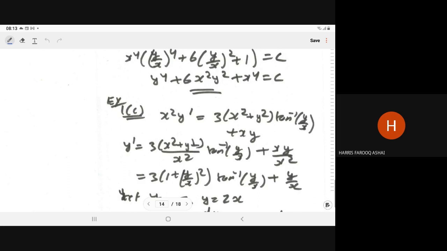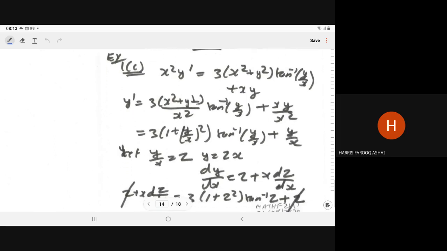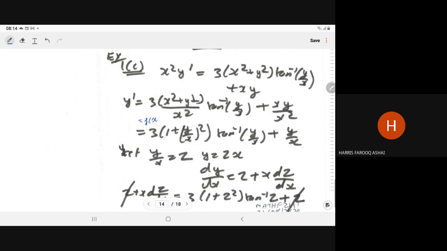So in this case, y dash can be written as 3 x square plus y square upon x square tan inverse of y upon x plus xy upon x square. So we can write this as a function of the y upon x form. So this will become 3 into 1 plus y upon x whole square tan inverse y upon x plus y upon x.